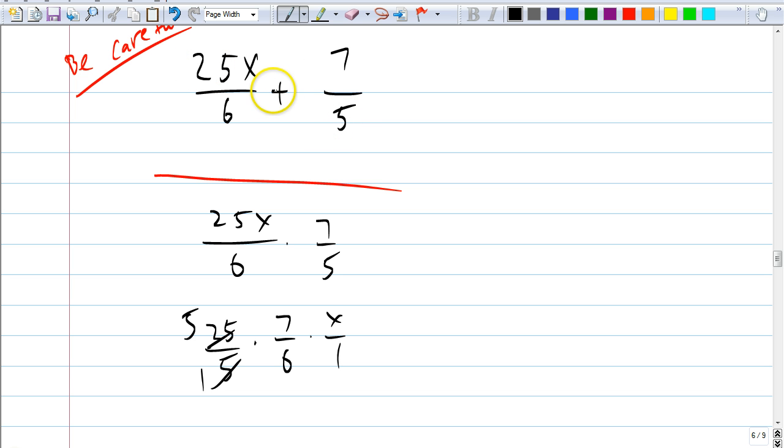No, if you have addition, you cannot cross cancel. Please be careful, because cross canceling means you're dividing top and bottom by that same number. You cannot do that for this. Please be careful. All right. Good.